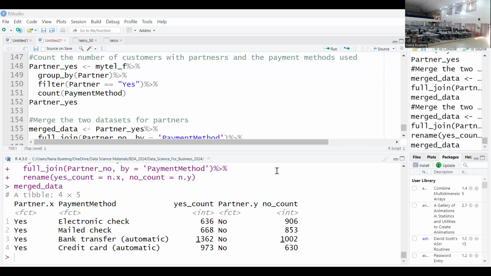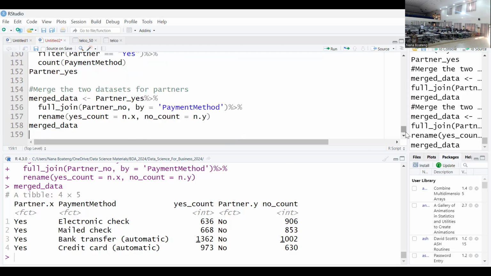Okay. Nana, please, can you scroll down on your editor a bit? Okay, just a minute. We are sending it now. Okay, is it okay? Yes, please. All right.